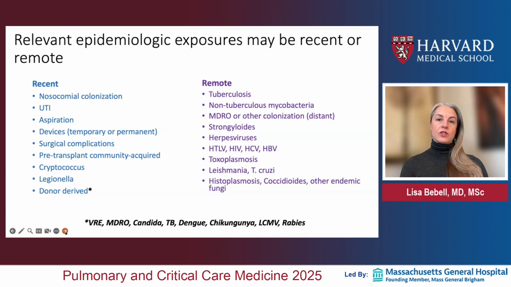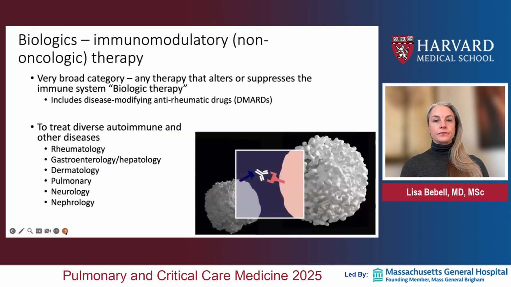Strongyloides is also something you should keep in mind in people from endemic areas, which includes much of, especially the southern United States and many countries in the world. Herpes viruses, which can become latent. Other viruses, which can be chronic, including hepatitis, toxoplasmosis, leishmania, and Trypanosoma cruzi. Also, endemic fungi can be remote and can reactivate. So this is just a brief list that you should keep in mind when you're thinking about both recent and remote exposures that could play a role in your critically ill patient.